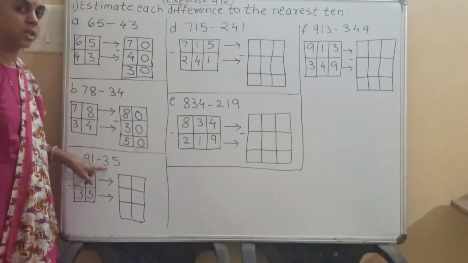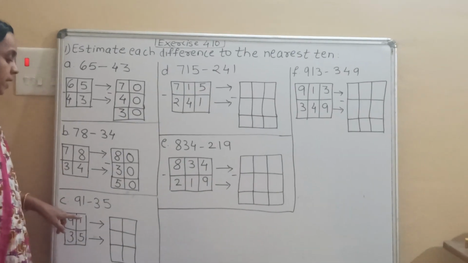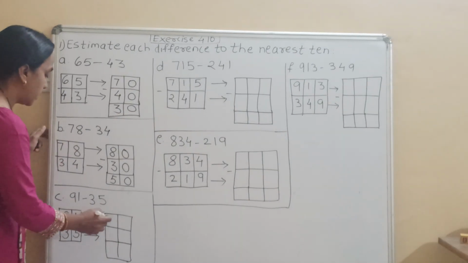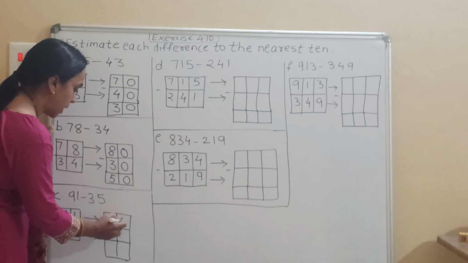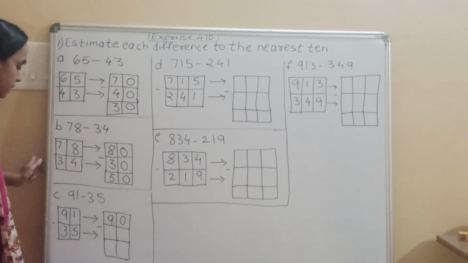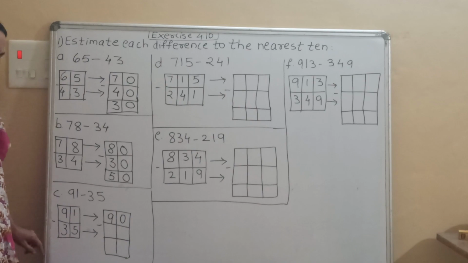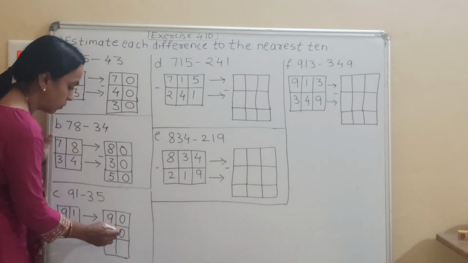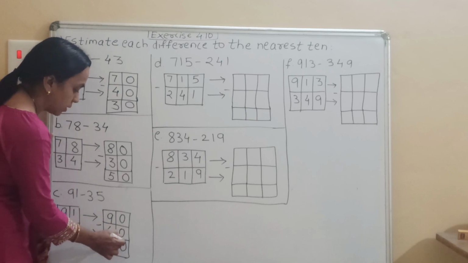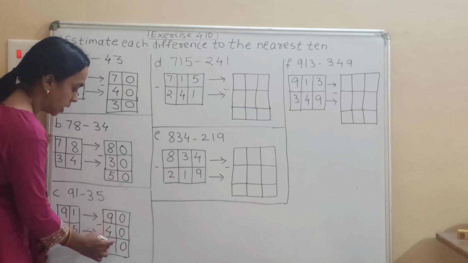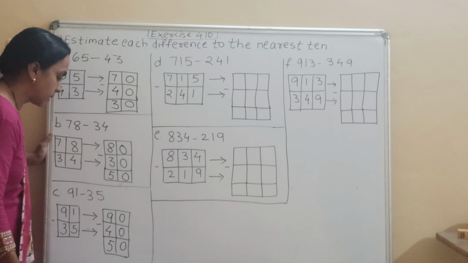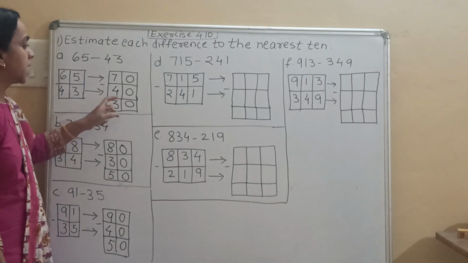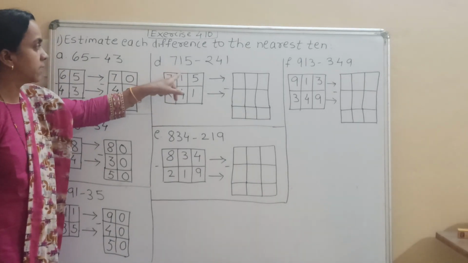Now see C question. 91 minus 35. So 91 is very much closer to 90. So you write down here 90. 35 is very much closer to how much? 40. So you write down here 40. 0 minus 0, 0. 9 minus 4, 5. So what is our answer? 50.